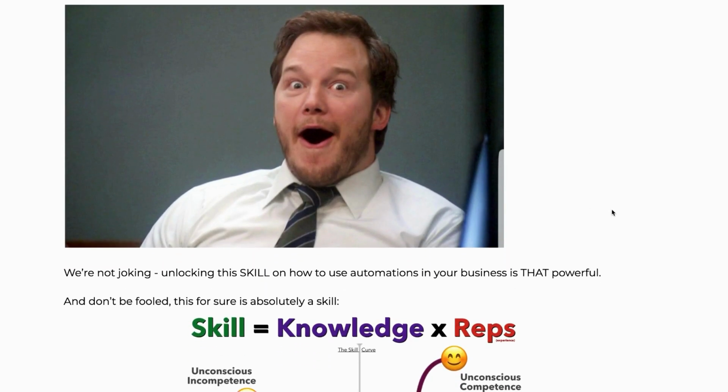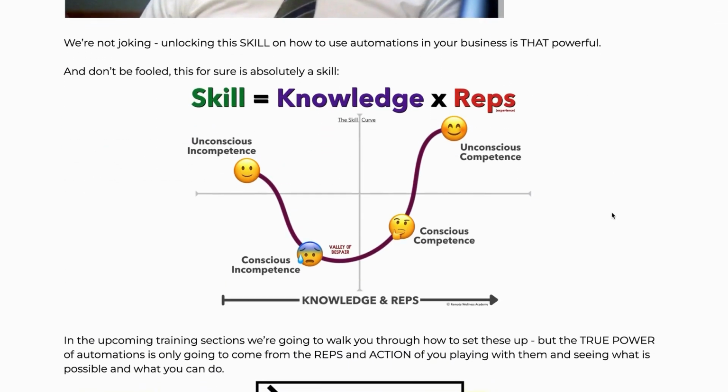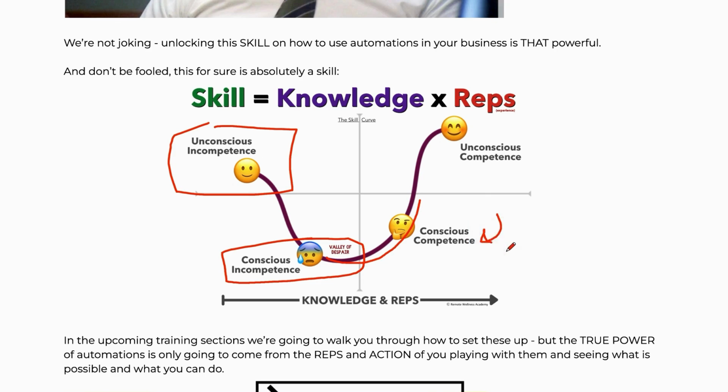So we're not joking. Unlocking this skill on how to use automations inside of your business is that powerful, but do not be fooled. For sure, this is a skill. And when we say it's a skill, it means that you start off and you're not even conscious of how incompetent you are on this skill. But then via the knowledge that you acquire through these trainings, you're going to start to become consciously incompetent. You're going to become aware of how incompetent you are on how big this entire world of automations actually is. And then as you get more knowledge and reps, you start to become consciously competent. That means you have to think very hard and you can be competent. But then eventually you attain levels of mastery and you're unconsciously competent. You don't even have to try and you already know what it is that you need to do.